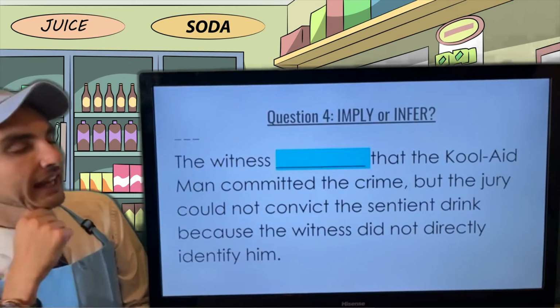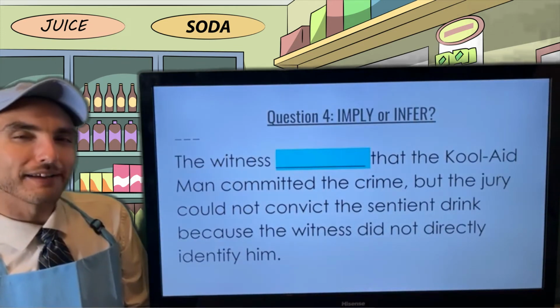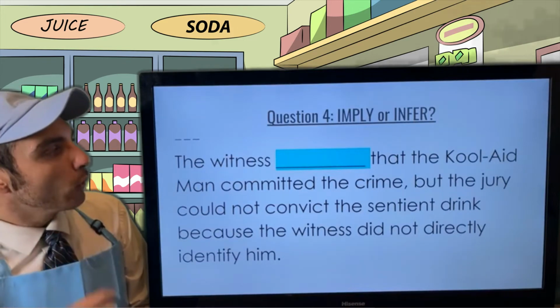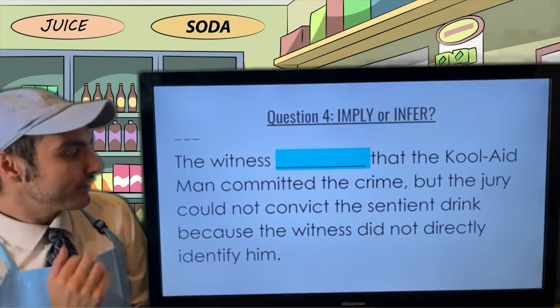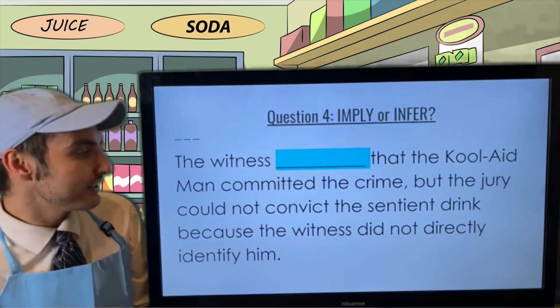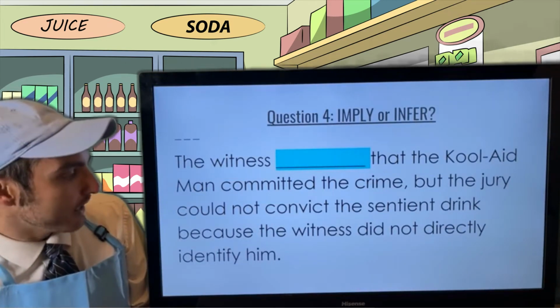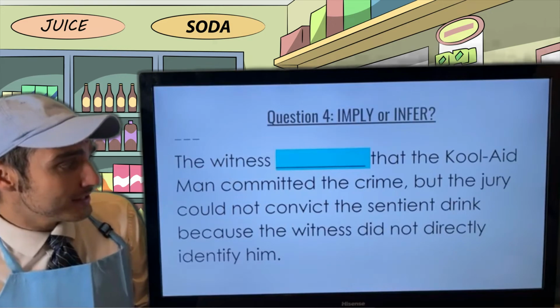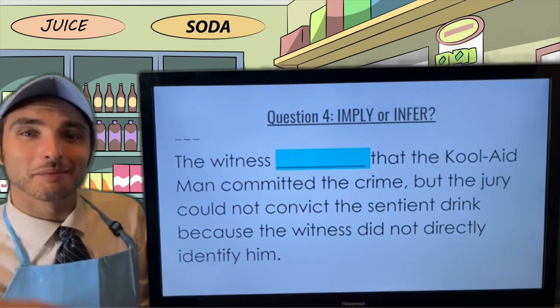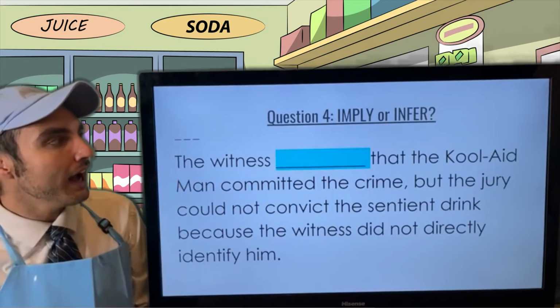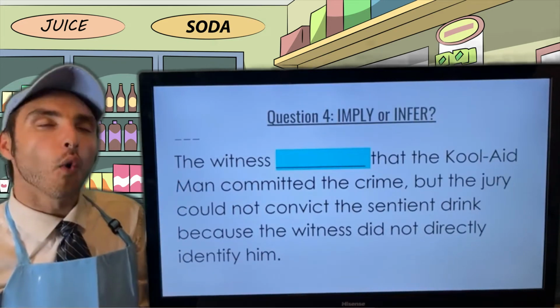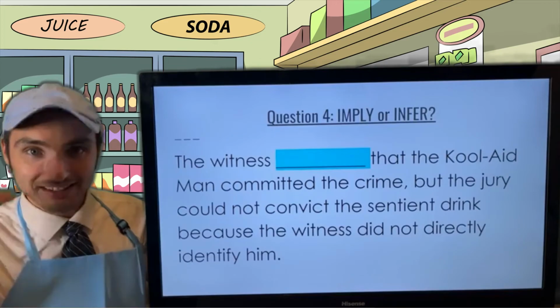And let me reread that sentence while you're trying to figure it out. The witness blank that the Kool-Aid man committed the crime, but the jury could not convict the sentient drink because the witness did not directly identify him. Take a second and determine whether you should put imply or infer into the blank.